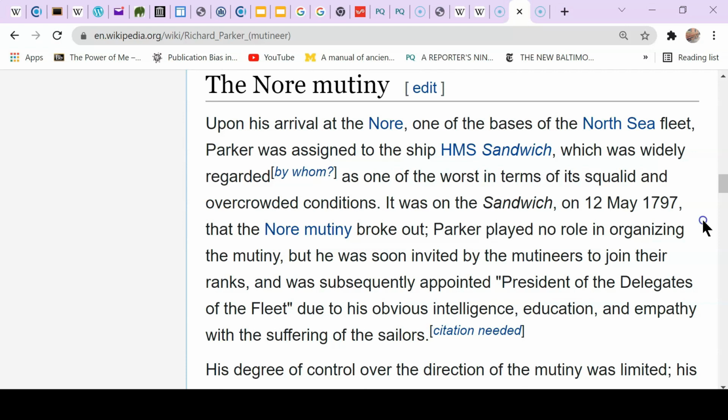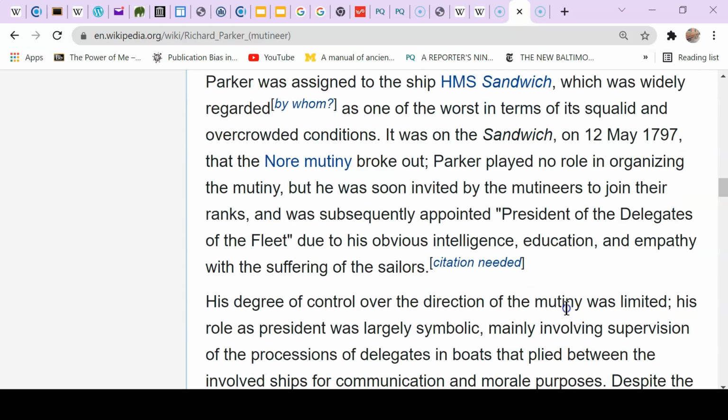But Parker played no role in organizing the mutiny, but he was soon invited by the mutineers to join their ranks and was subsequently appointed president of the delegates of the fleet due to his obvious intelligence, education, and empathy with the suffering of the sailors. And now this is really an amazing thing because he was so desperate and so poor that he tries to commit suicide on the way. Right? But he gets on this boat and the mutineers immediately see the potential in him to be their leader. That's absolutely incredible. I don't see Patsy written all over this at all.